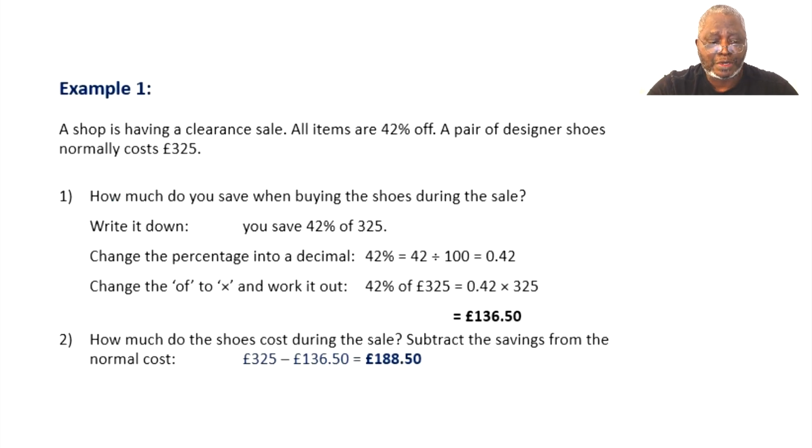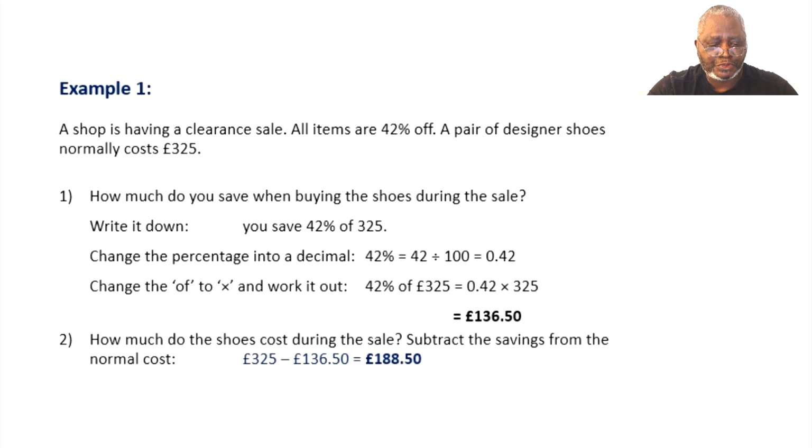Let's look at example 1. A shop is having a clearance sale. All items are 42% off. A pair of designer shoes normally costs £325.